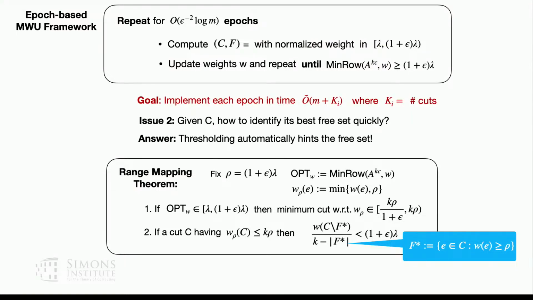free edges, defined by the set of edges that are heavy, meaning you just take the edges that have a weight of at least rho. Then you can show that if you give this, it automatically gives you a good free edge set, and this is a good approximate free cut for the min rho problem.